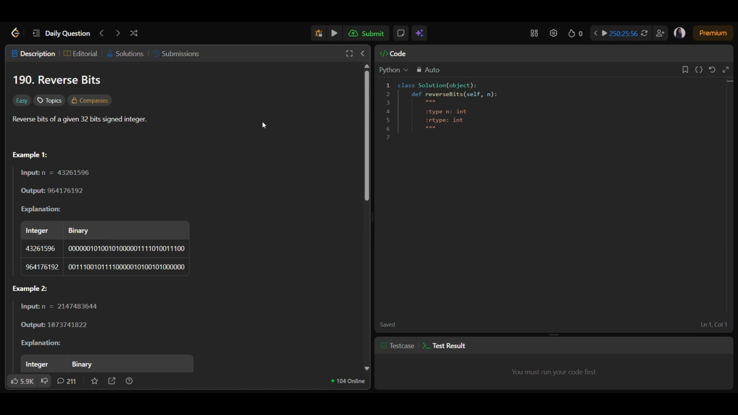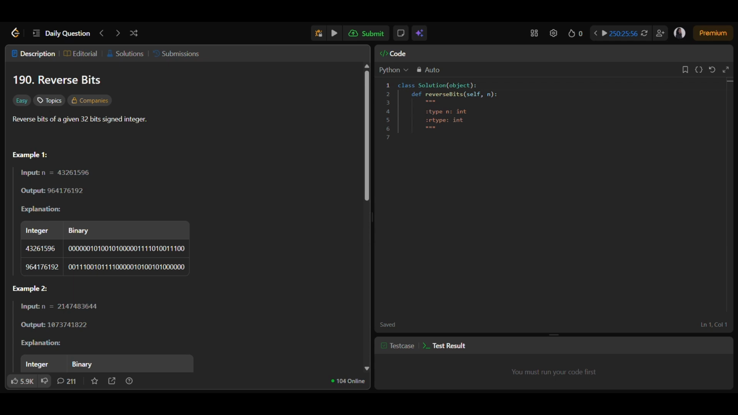So our goal is to take the rightmost bit and place it at the leftmost position, and take the second bit and place it second from the left, and similarly all the bits. Basically, reverse the entire binary representation of the given integer.